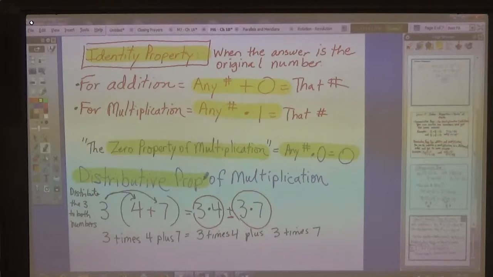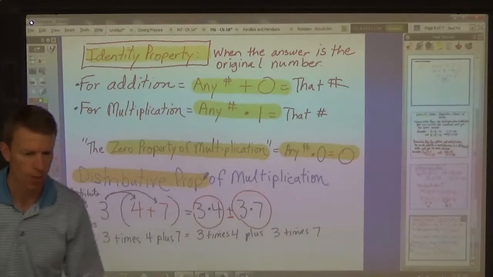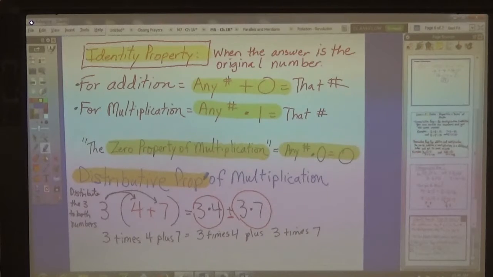So for your assignment tomorrow, I want you to practice identifying these properties. It is from page 27, and I want you to do 7 through 20 for tomorrow.